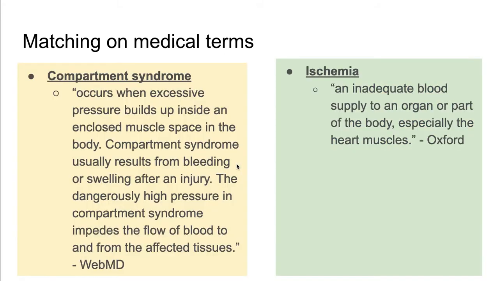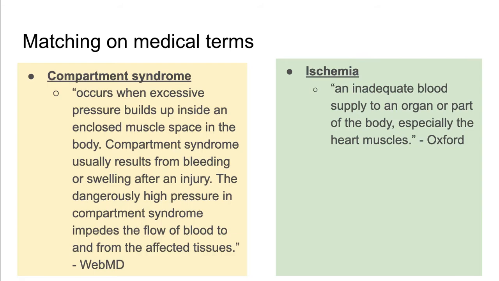Okay, two more terms. You have compartment syndrome, and that happens according to WebMD when you have excessive pressure that builds up inside some enclosed muscle space inside the human body. This usually will result from bleeding or swelling after some injury, and can be dangerously high pressure, and it can impede the flow of blood to and from affected tissues.